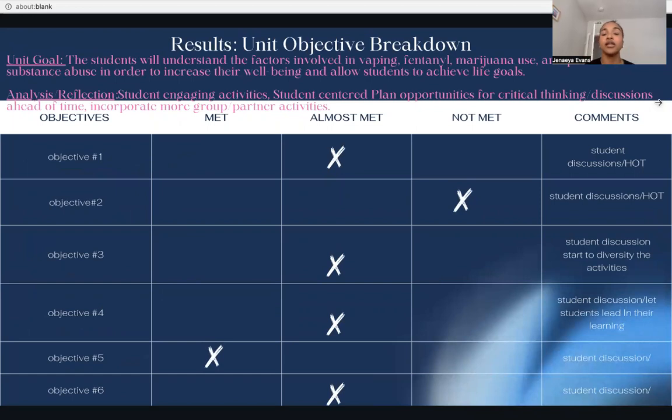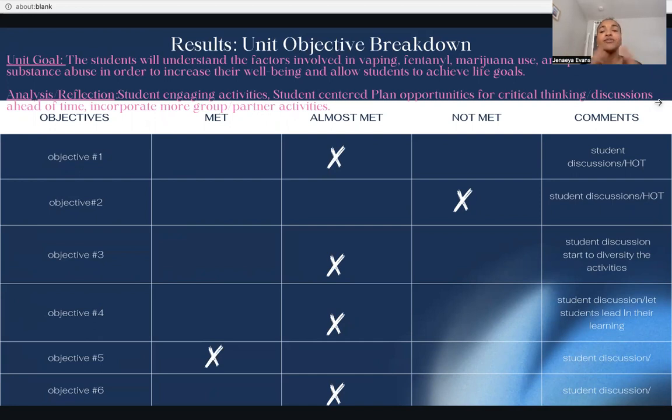So this is the overall unit objective breakdown, the results for 1 through 6. The overall goal was for students to understand the factors involved in vaping, fentanyl, marijuana use, and prevention of substance use in order to increase their well-being and just to allow students to achieve their life goals. Like what I was talking about this whole time, we touched on what goals they want to achieve in their life, but we bring these drugs in, how is that going to affect your goals? So I really wanted that to be the focus.